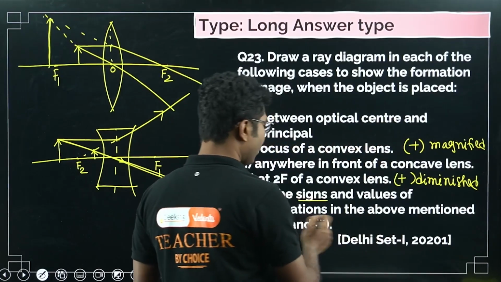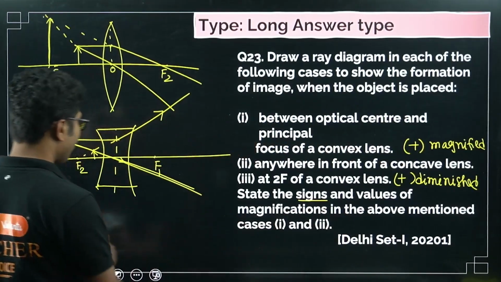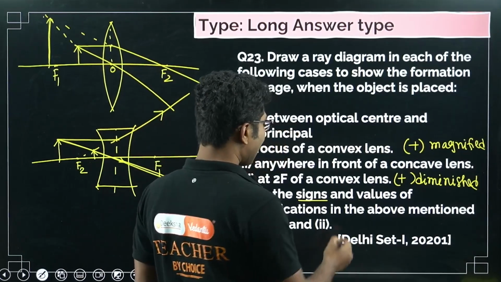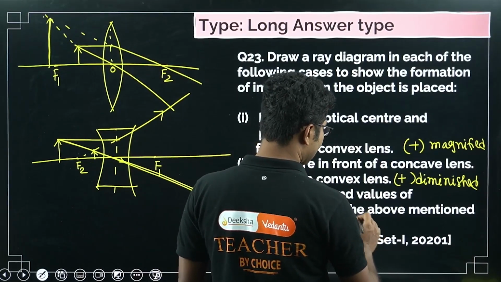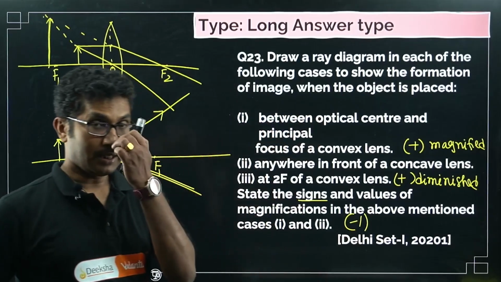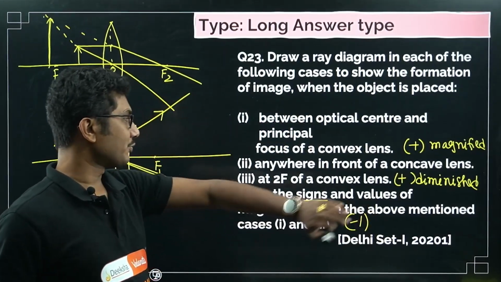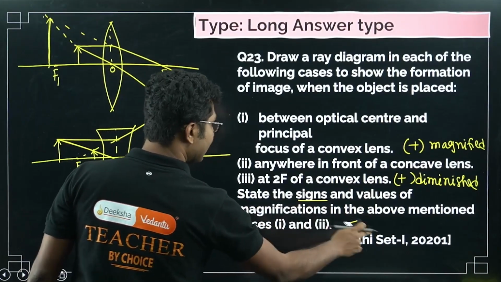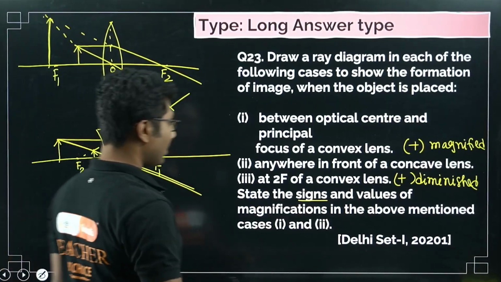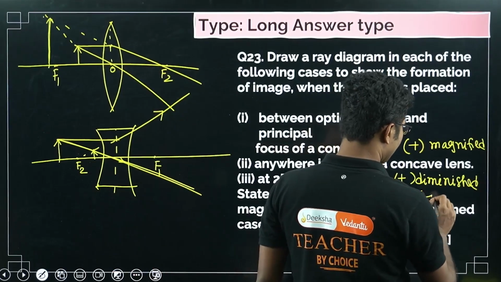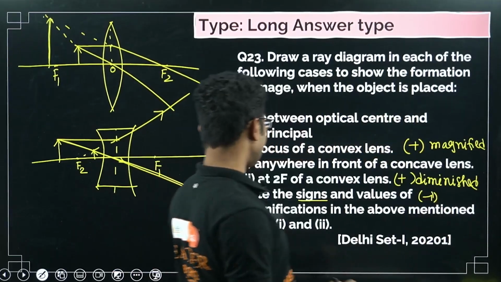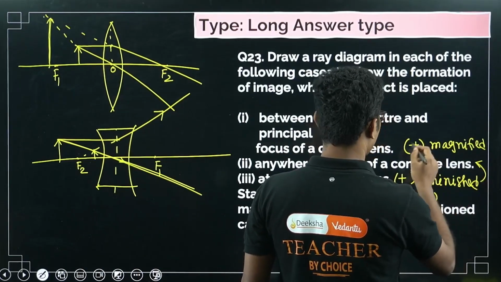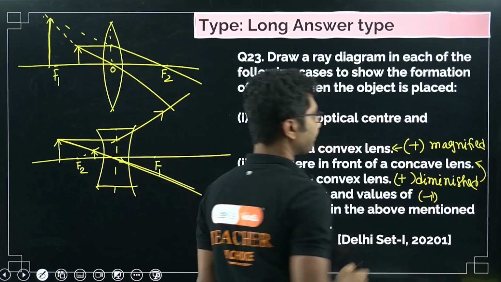This diagram I have already completed once. So if you place it at 2f, the image will be exactly at 2f on the other side, and the magnification will be exactly -1. You can write the value for option number 3, because it is inverted, same size, and real. So -1 will be the magnification for case number 3. This is case number 2. This is case number 1, obviously.